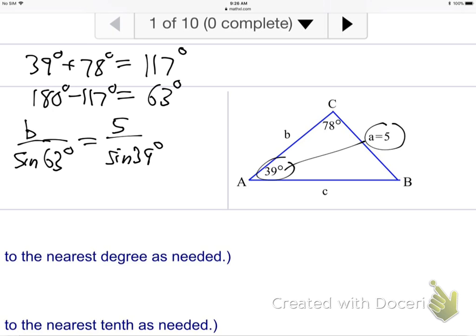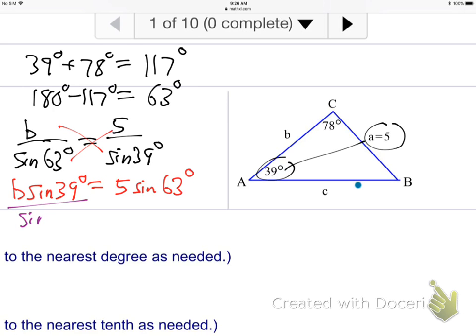How do we solve it? How do you solve two equal fractions? Cross multiply, zip, zip, right? So it's going to be B sine 39 is 5 sine 63. Last step to get B alone: divide by the sine of 39. There it is. B is 5 sine 63 over sine 39. So just hit the buttons on your calculator. Whatever you get, that's the answer for B. So that's how we use the law of sines to find that.